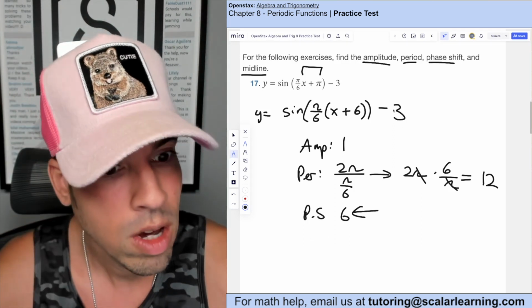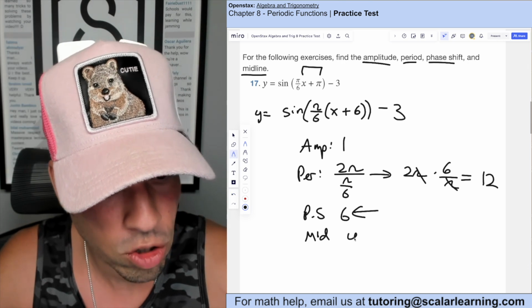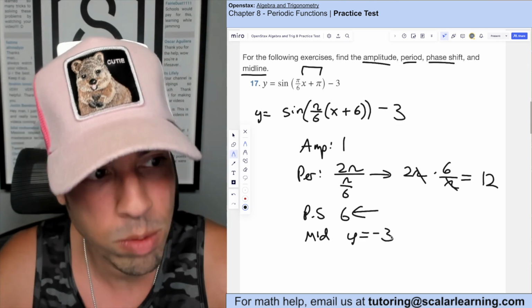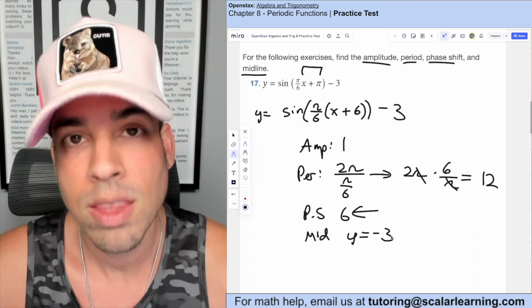And last but not least, we've got the midline. That's the vertical shift, and the midline is going to occur at y equals -3. It would be at y equals 0 if we didn't have the vertical shift, but now it's at y equals -3. That's how you do it.